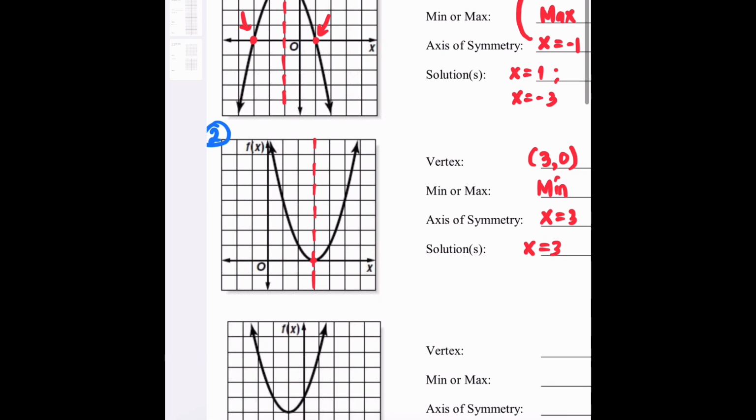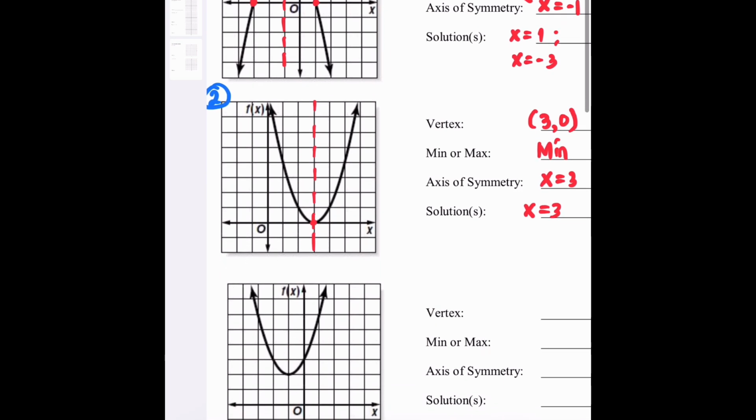And for our last example, the graph opens upward, and the vertex is here. The vertex is at -1, 2. And since the graph opens upward, the vertex is at minimum value.